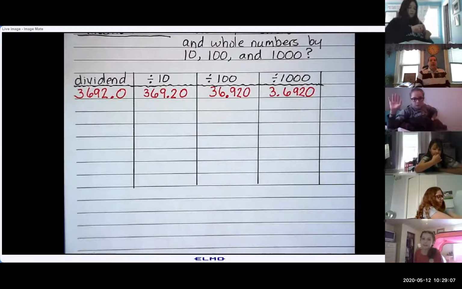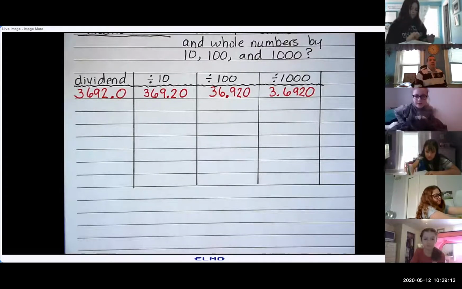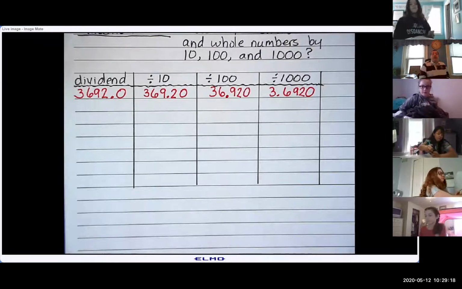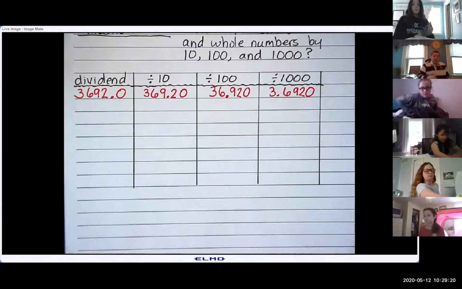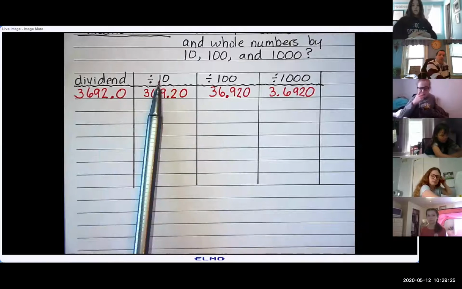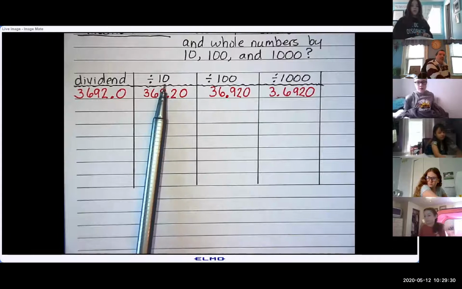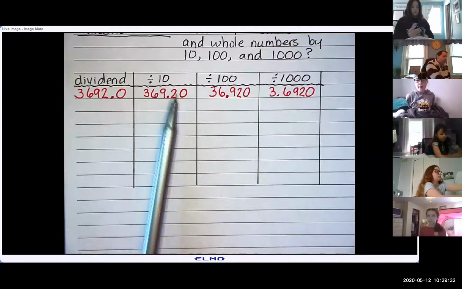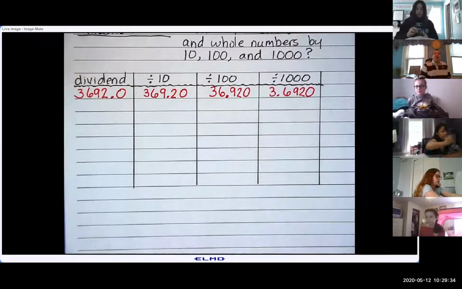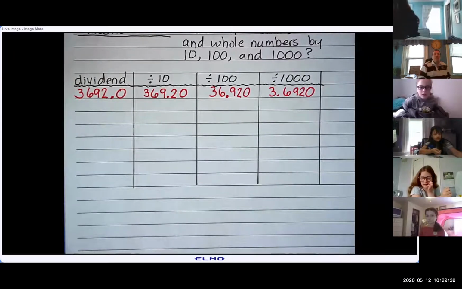I'm not sure. Good answer. Lola? I would tell them however many zeros are in the divisor, that's how many places you slide over the decimal. First, you find your basic fact, right? 3,692 divided by 1. You write that down. And then for every 0 in your divisor, you move the decimal point 1 space over to the right or to the left?